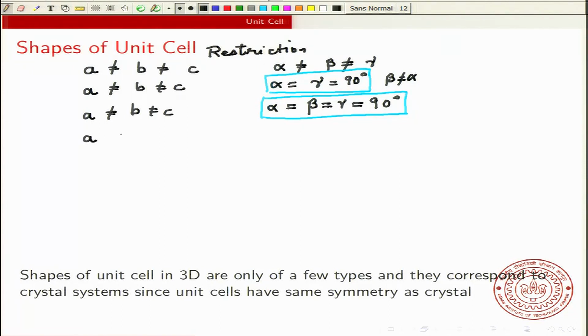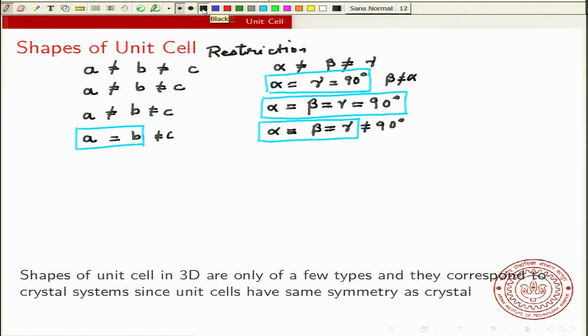You can have a restriction where, let us say, A is equal to B. So, the restriction now is that A is equal to B. And let me write for completeness that it is not equal to C, just to emphasize the cell. And you still have alpha equal to beta equal to gamma, and this is not equal to 90 degrees. Now let me emphasize again that when I write not equal to, that is not really a restriction. So, the restrictions here are A equal to B and alpha equal to beta equal to gamma.